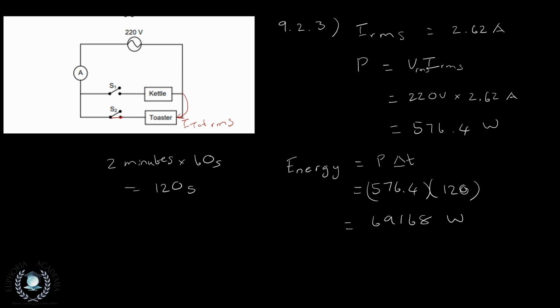And you'll see that the answer we have is 69168 watts per, well, is it per second? No, it is not watts per second, but rather watt-seconds, and that is actually the unit measure of joules, and that is going to give us a final answer of 69168 joules.